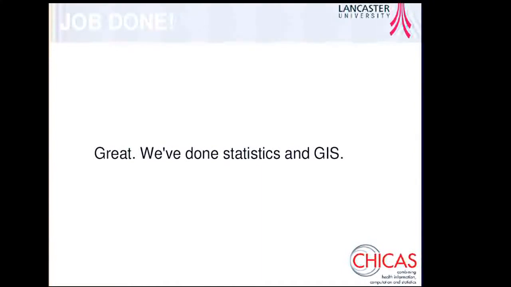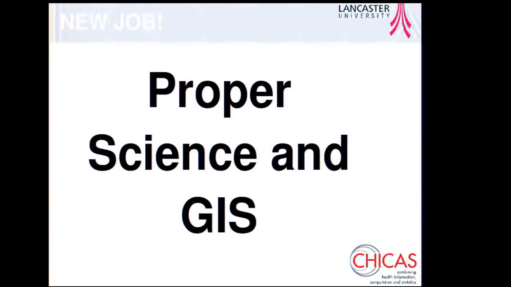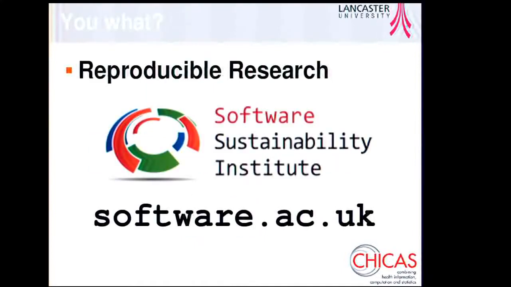We've done statistics and GIS, we've linked the two, fantastic, job done. What can we do now? Right, let's do proper science and GIS. What's proper science? Well, I'm wearing my t-shirt. That's my Software Sustainability Institute t-shirt. I am, this year, a fellow of the Software Sustainability Institute, which is a UK Research Council funded project to get better research through better software.